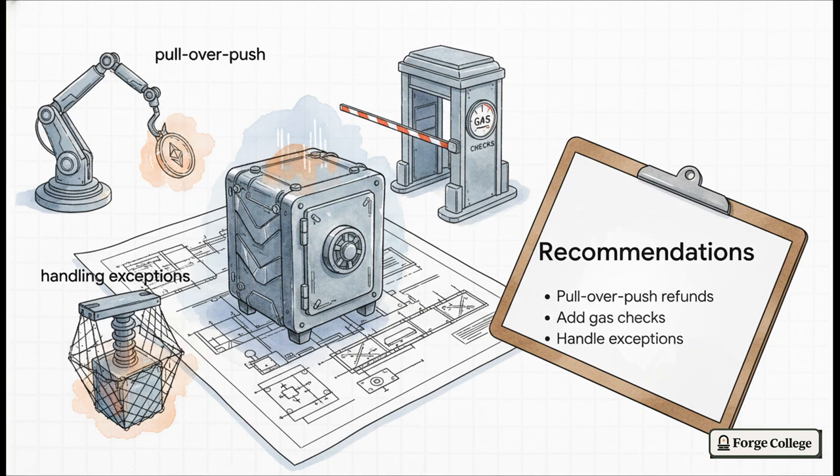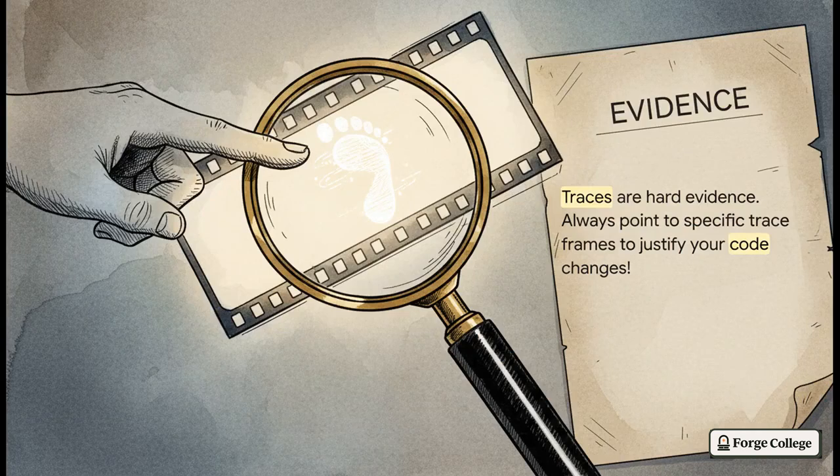As you dive deeper into the Applied Solidity development track here at Forge College, I want you to remember this golden rule. Traces are hard evidence. Never just guess why a transaction failed. Always treat your trace frames as the undeniable, factual evidence you need to justify any architectural adjustments you make to your code. If you can't point to the exact trace line, well, you haven't really solved the mystery yet.